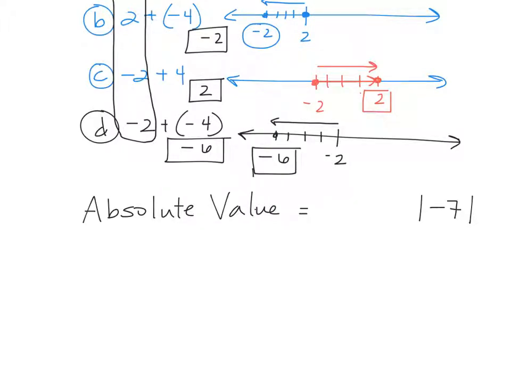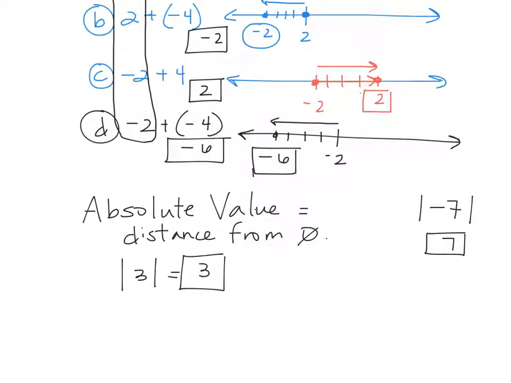Yeah, Denise. It's 7, right? It's always the positive version of whatever you see. Basically, it's the distance from 0. Okay? So if I'm going -7, I am 7 units away from 0, right? So the absolute value is 7. It's 7 units away. So when you see the absolute value of 3, it's 3.